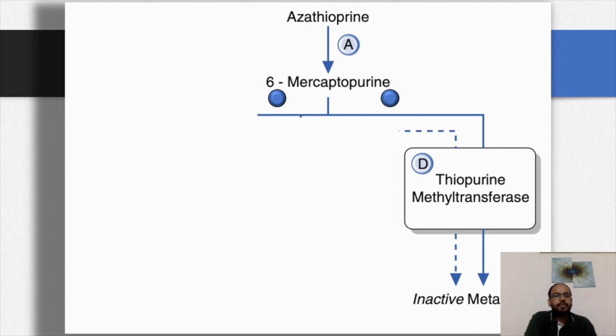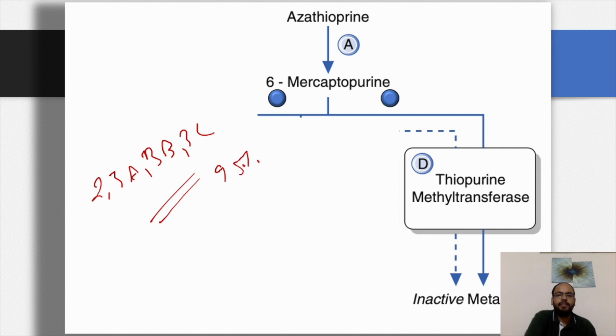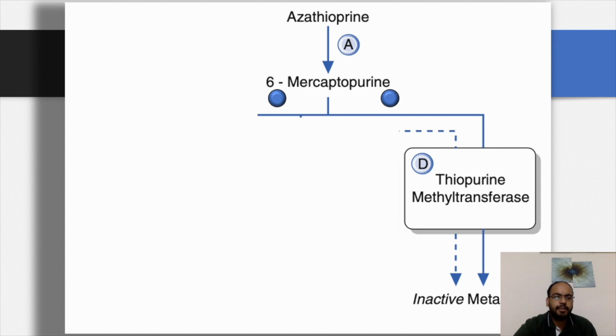There are different types of mutations mentioned. These are just for theoretical knowledge. 3A, 3B, 3C, 2. These are the most common mutation, accounting for more than 95% of mutation. Other important point regarding TPMT mutation is that it is transmitted as an autosomal dominant trait. So it's a good idea to see the pedigree if you're not that sure.